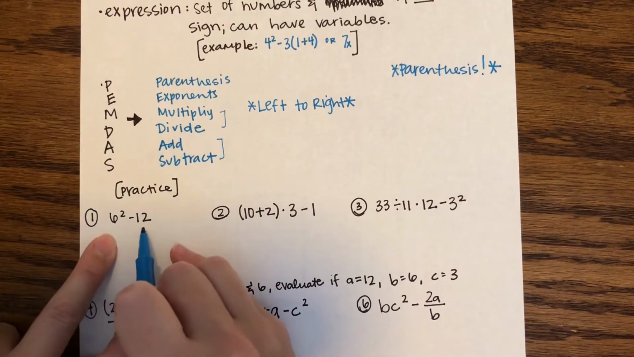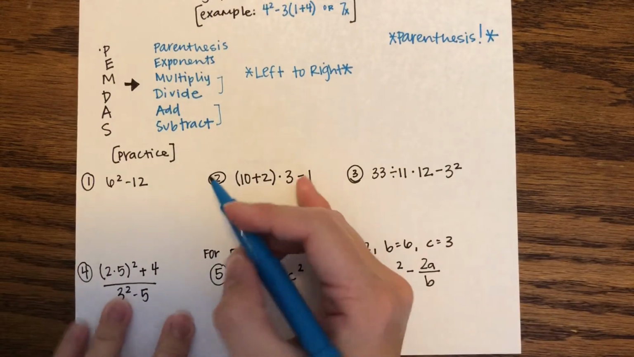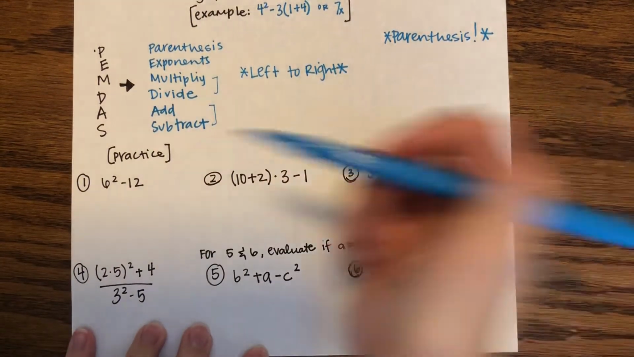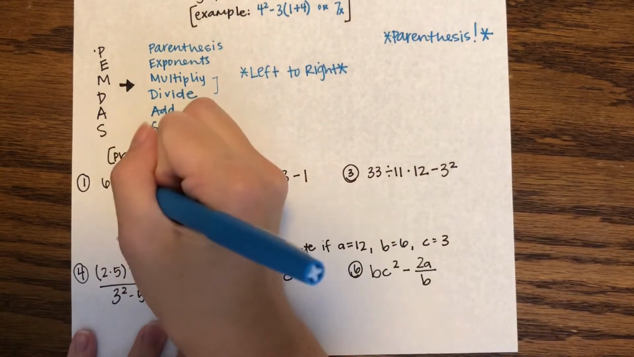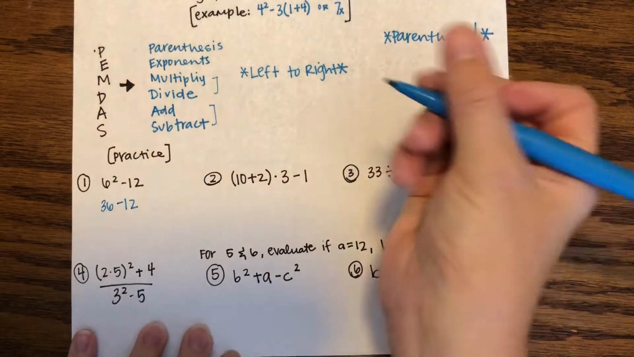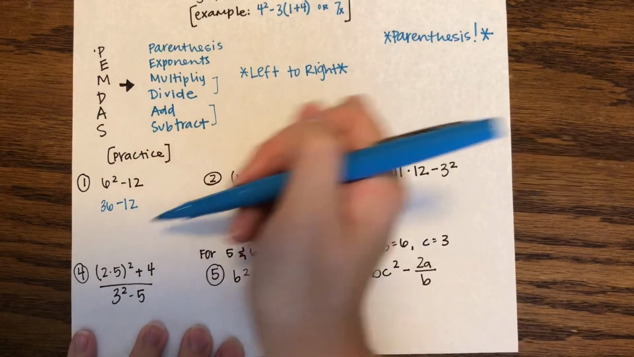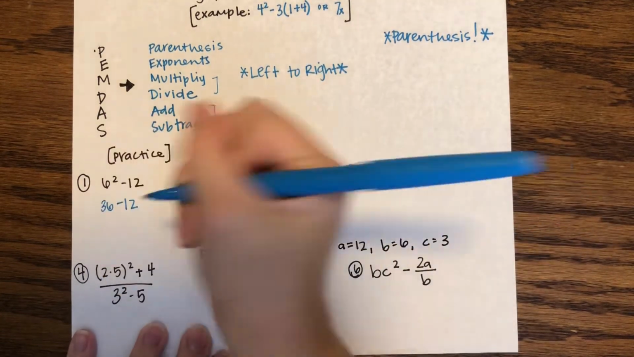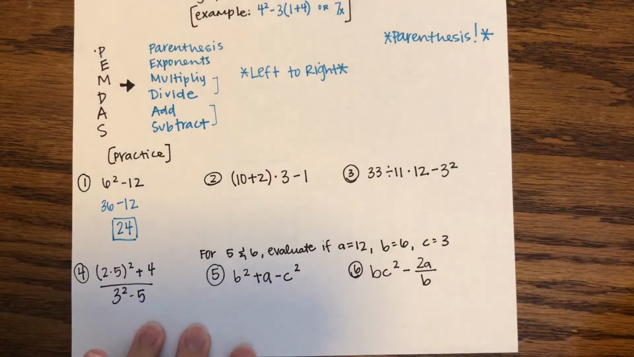We have 6 squared minus 12 as our first one. So we look, there are no parentheses, so we're then going to go to exponents. We do have an exponent, so we're going to solve that. 6 squared is 36 minus 12. We don't have any multiplication or division, and then addition or subtraction. We do have subtraction, so 36 minus 12 is going to give us 24. So that's the first one.